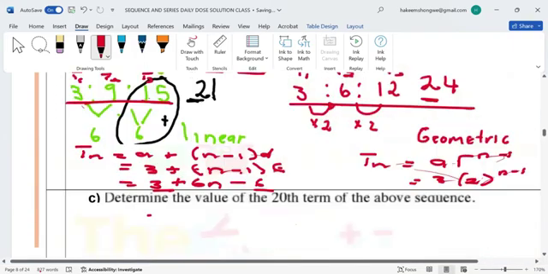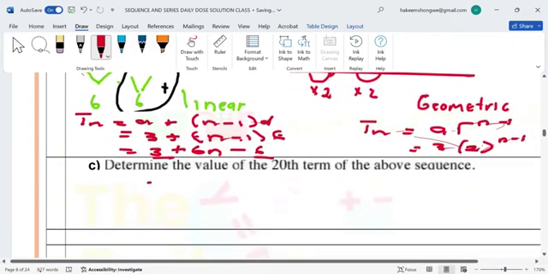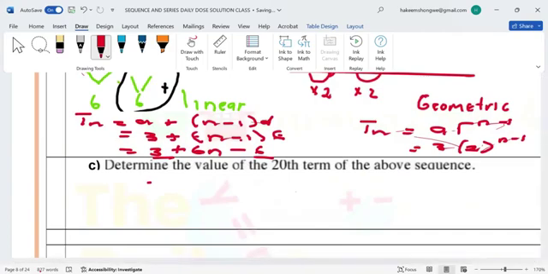So we have to ask ourselves, okay, we're looking for term number 20 of the sequence. Is it an odd position or an even position? That's the question that we should ask ourselves. It's an even. Now, if we're talking about even position, we get it to geometric. Does it make sense? Because we're talking about even position, we're going to use the geometric formula that says Tn is equivalent to 3 open bracket 2 multiplied by n minus 1.